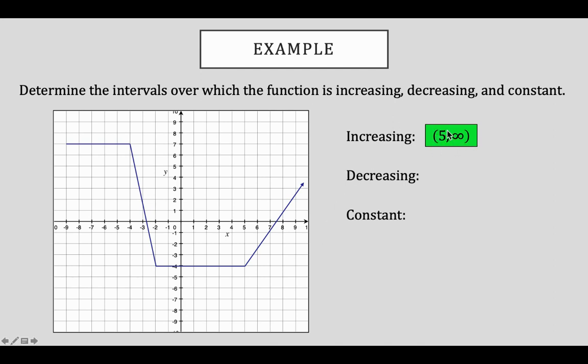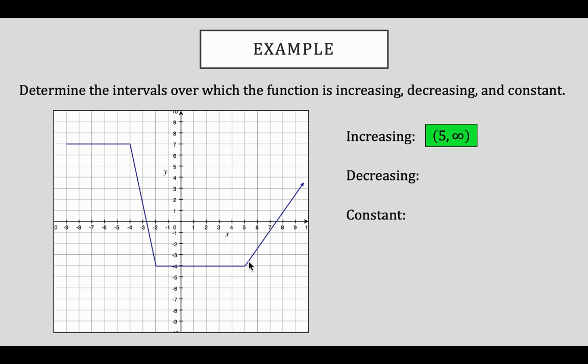Now notice we have parentheses around both sides. The reason being is that you can't technically be increasing, decreasing, or constant at an endpoint. So whenever you are writing down intervals for increasing, decreasing, and constant, it's always going to be parentheses. You will never use a bracket. Again, it can't be increasing, decreasing, or constant at an endpoint.